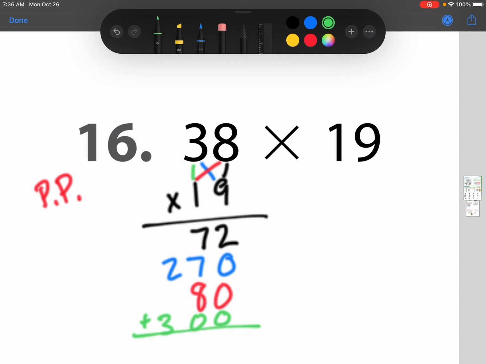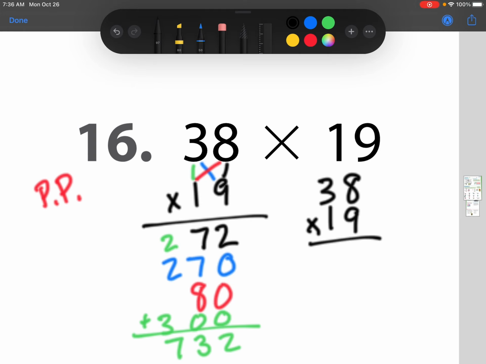So now let's add them up. 15 plus 8 is 23. Regroup that 2. Then we have 2 plus 2 is 4, plus 3 is 7. So our answer is 732. Now, there is a mistake on here. So I'm going to check this. I'm going to use my standard algorithm as just another method to make sure. That's why we have these two methods, so we can check.